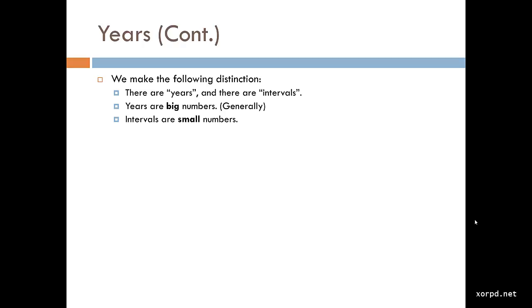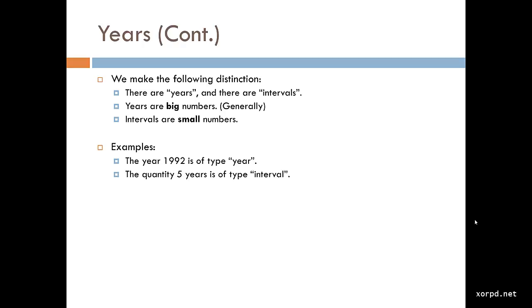This is not an absolute definition because we could, for example, take a very long interval, for example, an interval of 3,000 years, and add it to the year 2000 to get the year 5000. But generally when we think about it, it would be helpful to think about years as big numbers and intervals as small numbers. Examples. The year 1992 is of type year, as opposed to the quantity 5 years, which is of type interval.